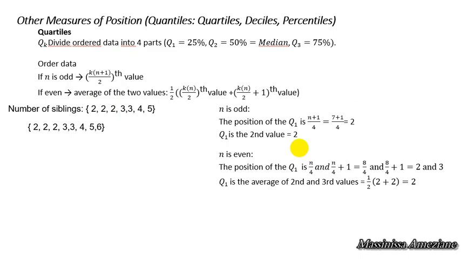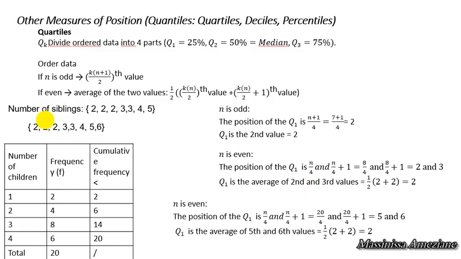And now imagine we add a new observation, so we have 8 now. Since we have 8, it is not an odd number, so we have two different positions. The first one is n divided by 4, 8 divided by 4, it is 2. And the second position is the next one, so it is the third. Here is how we find Q1: it is the average of the second and the third value, so 2 and 2, the average is 2, so this is Q1.